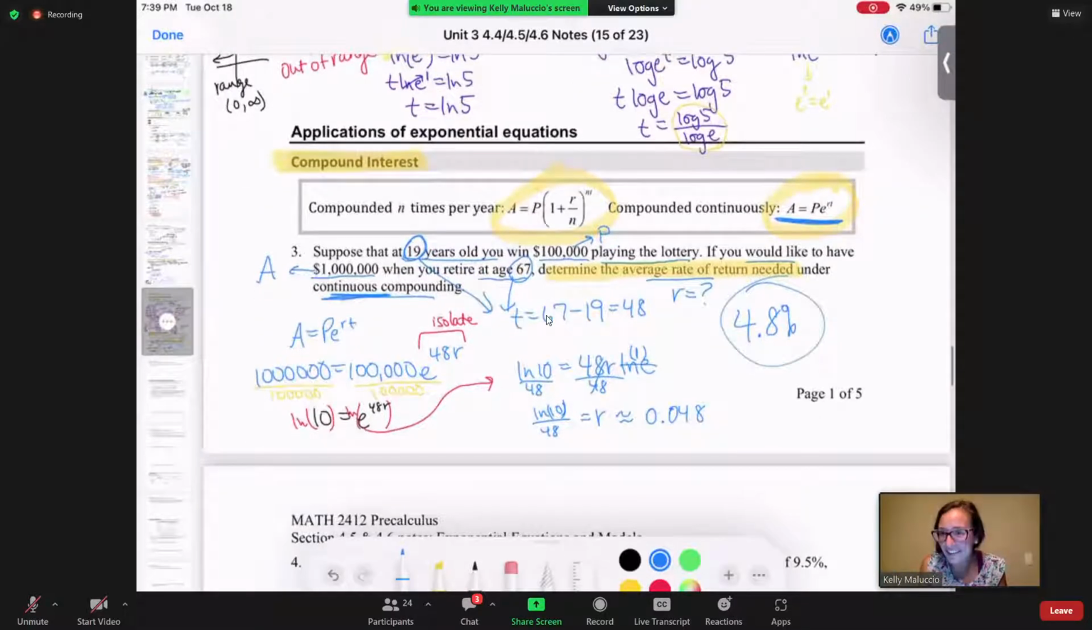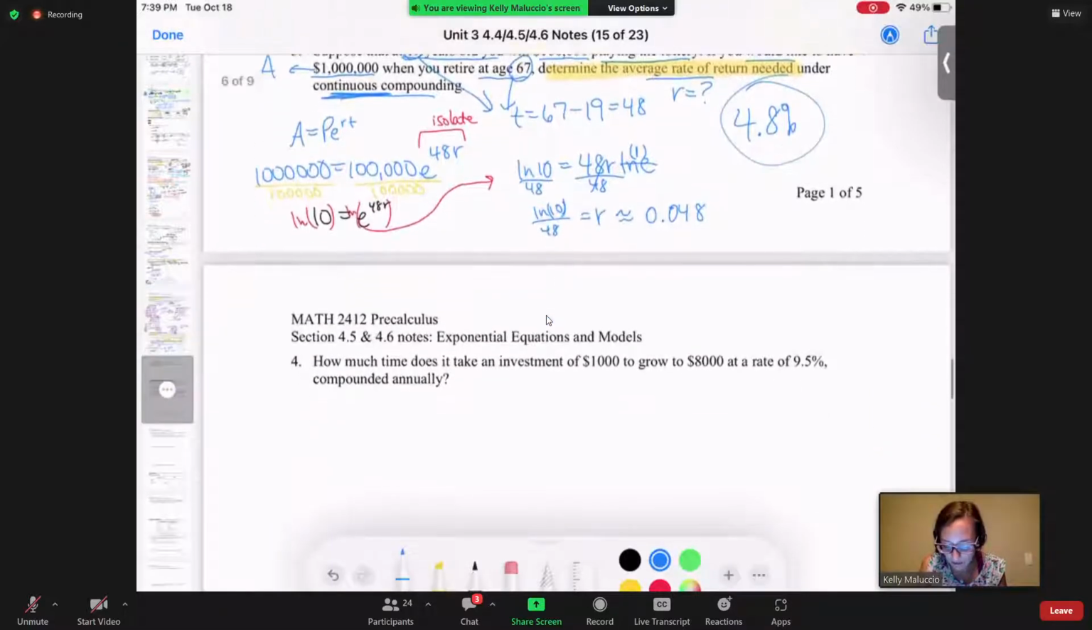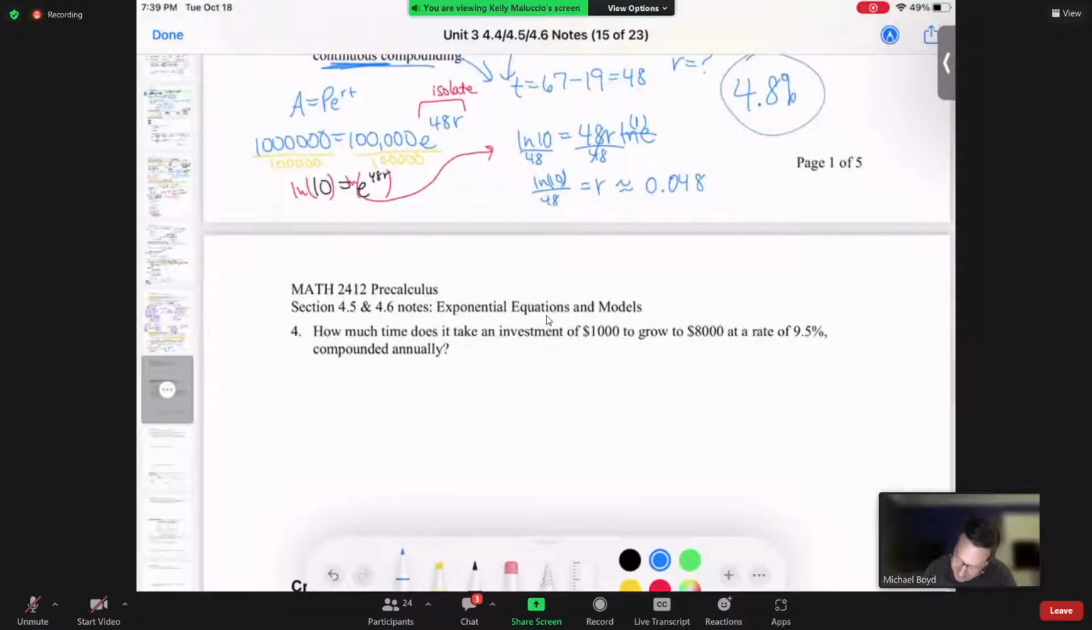But yeah. All right, and we'll finish with this number 4 because it's related a little bit to number 3. How much time does it take an investment of $1,000 to grow to $8,000? And again, these are not realistic for us right now, but maybe if it was a consistent stock, at a rate of 9.5% compounded annually.